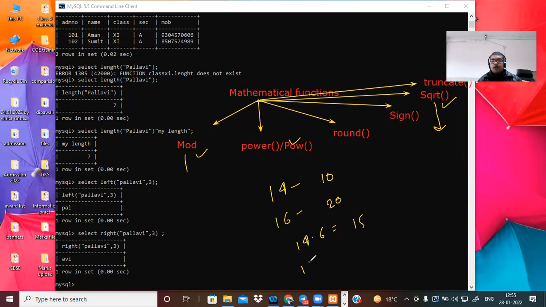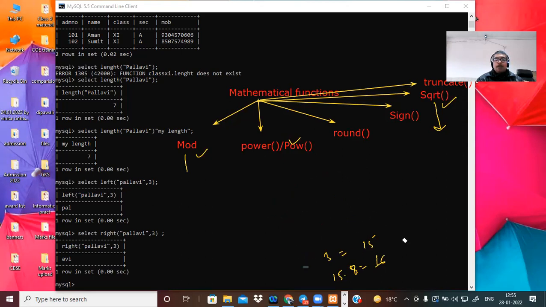If I ask you to round 15.3, then it will be 15. If I say 15.8, it will be 16. So here we are rounding the decimal to the nearest number. I hope you have understood it. Similarly, we will round the decimal.